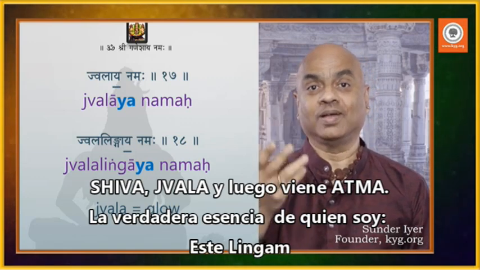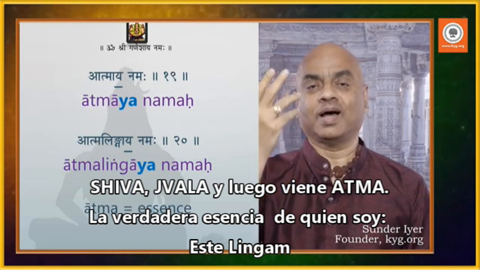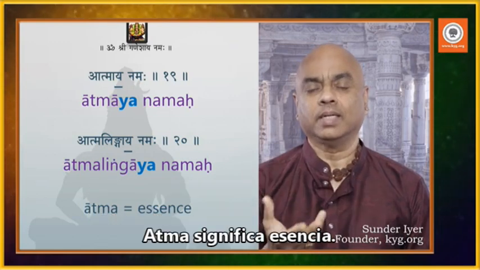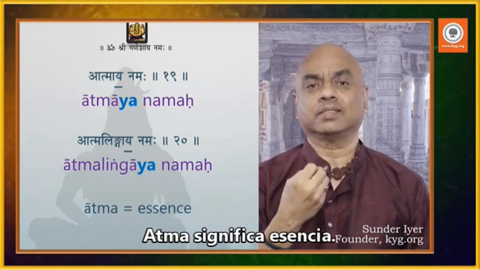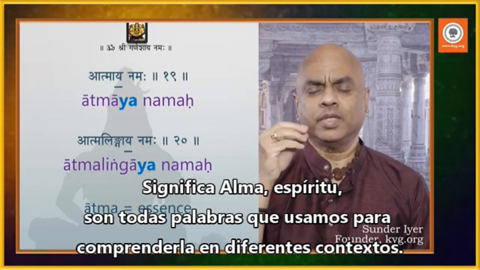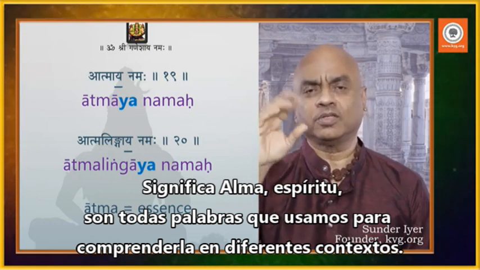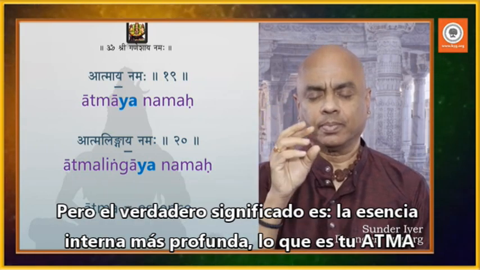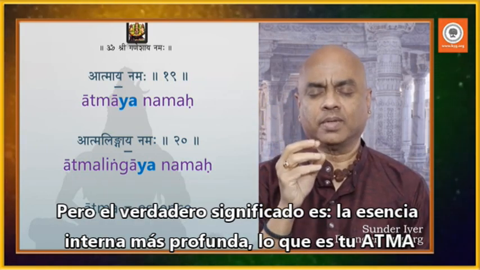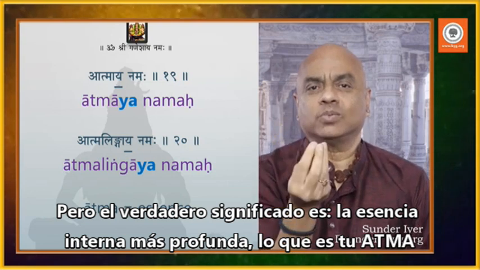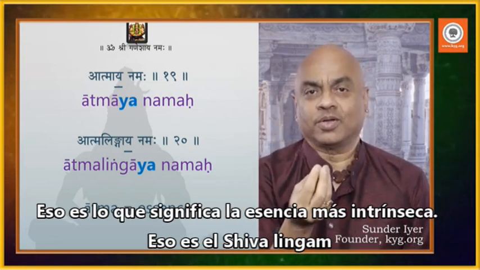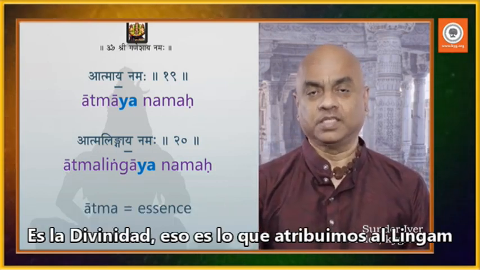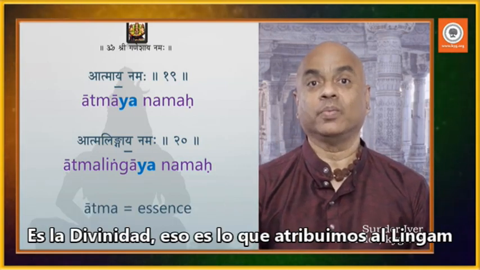Shiva, Jvala, and then comes Atma. The very essence of who I am is this linga, right? Atma means essence. Atma means soul, Atma means spirit. All of those are words we are using to understand it in different contexts. But the true meaning of Atma is, what is your innermost essence? What is your Atma? That is what we are talking. That innermost essence is the Shivalinga, is divinity. That is what we ascribe to the Linga.